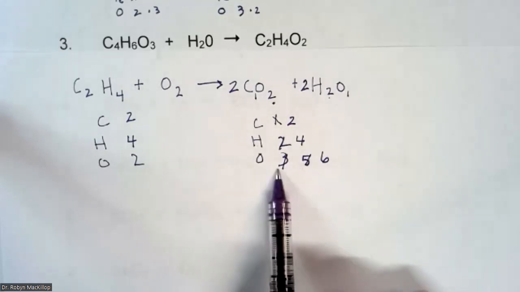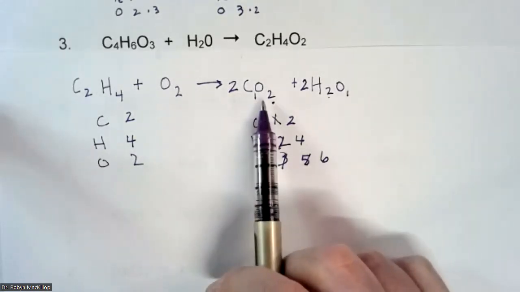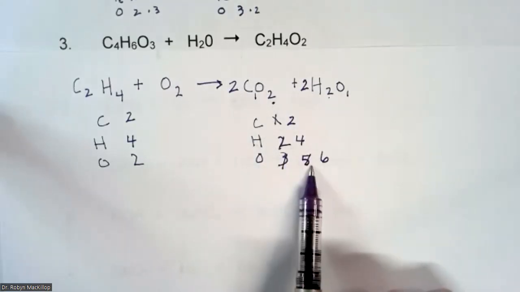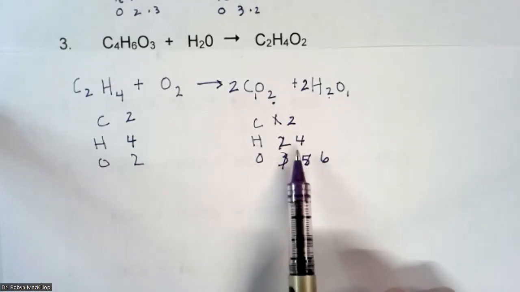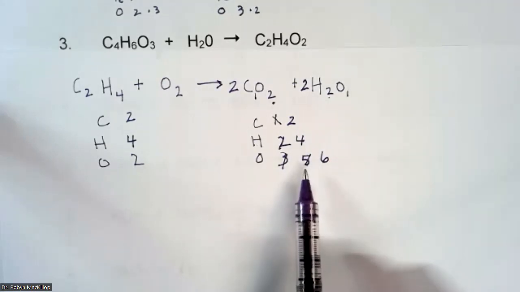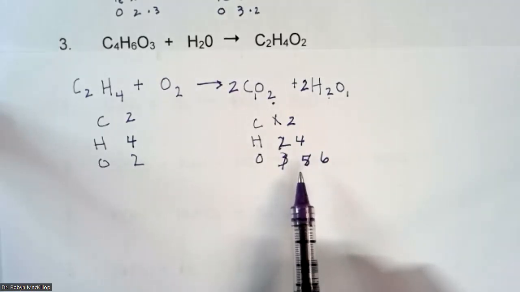I started with 3. When I altered the C, it altered the O's, so I ended up with 5 on this side. The O doesn't matter for now, just the H and the C matter. You have to equalize both numbers to the same level.